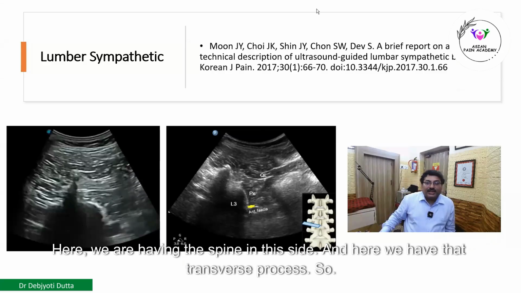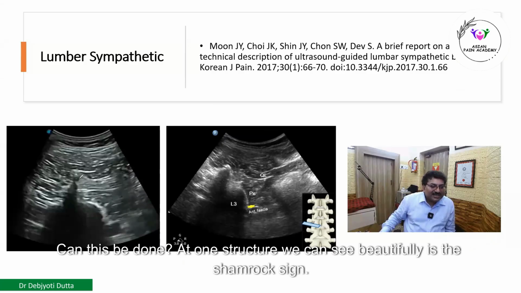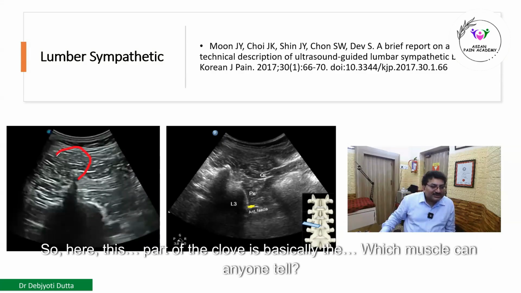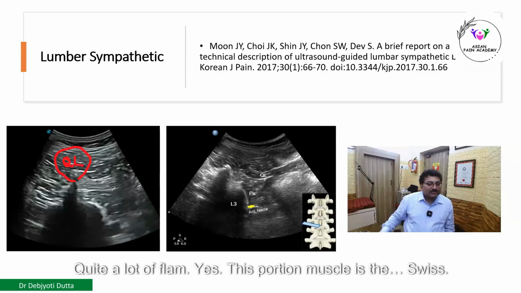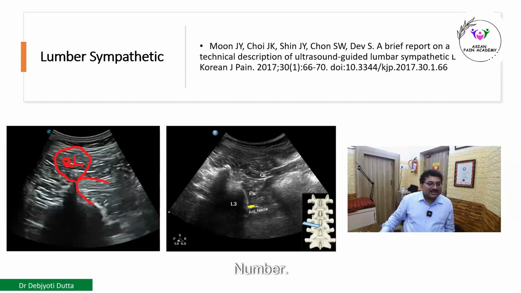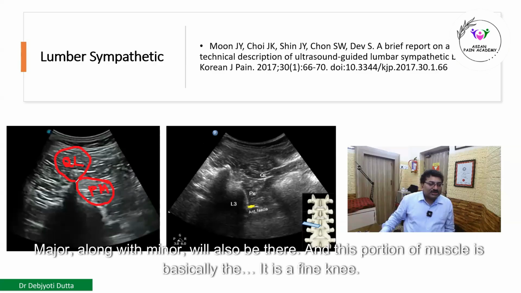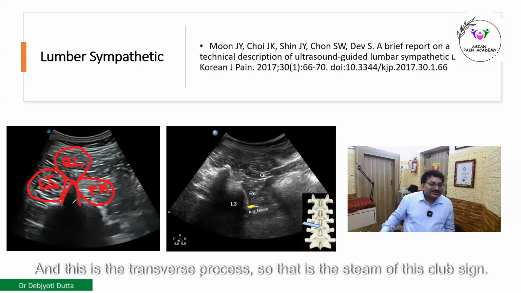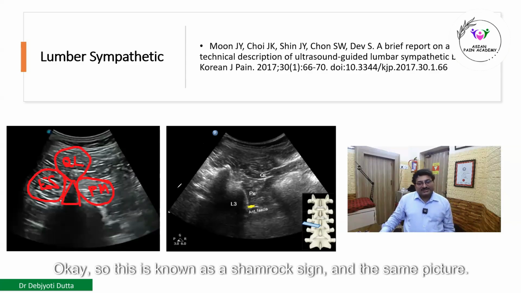So here in this picture, one structure we can see beautifully is the shamrock sign. Here, this part of the clover is basically which muscle? Can anyone tell? Quadratus lumborum. Yes. This portion of muscle is the psoas major, along with psoas minor, which will also be there. And this portion of muscle is basically the erector spinae. And this is the transverse process. So that is the stem of this clover sign. Okay, so this is known as the shamrock sign.